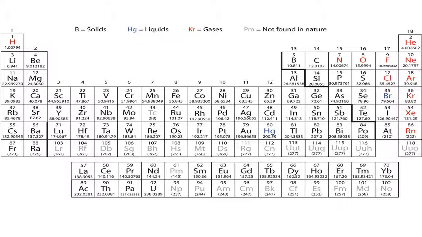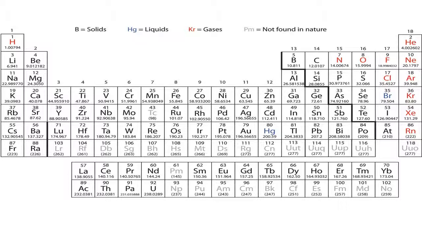So I could find any element on the periodic table by saying what is in group 2, period 2, and that would be beryllium. If I said what's in group 1, period 3, that would be sodium. So that's groups and periods. It's basically columns and rows, or verticals and horizontals.